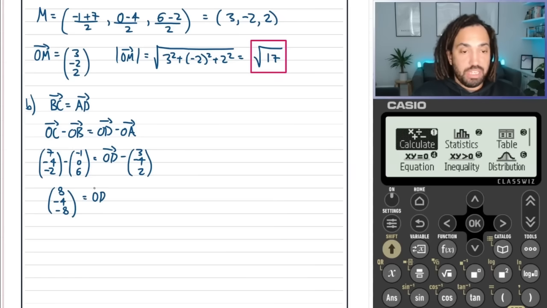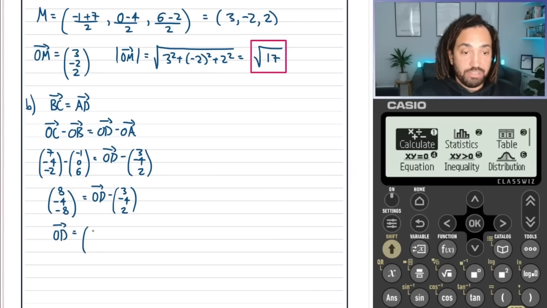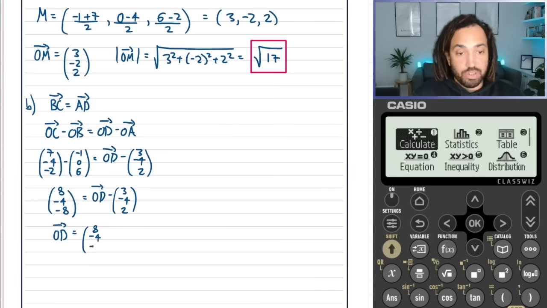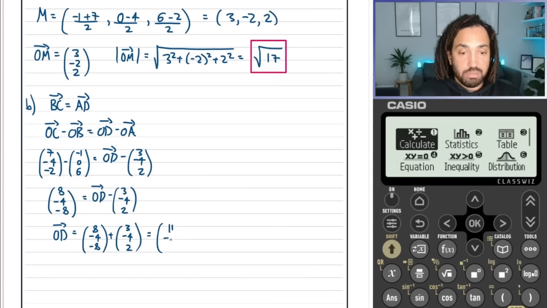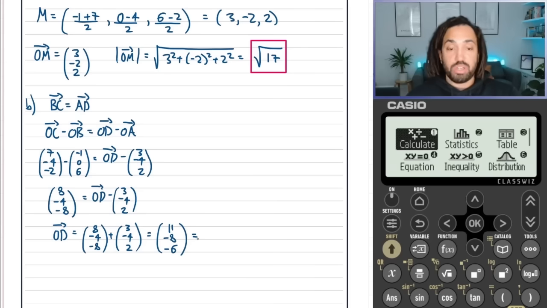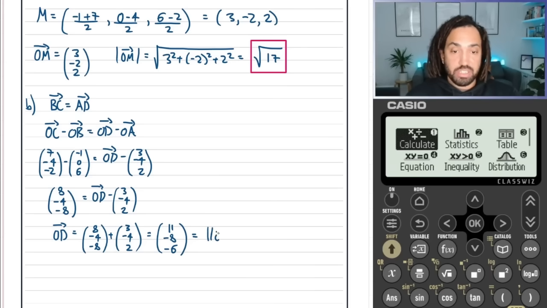And that's equal to OD minus this. So therefore, we can say that OD will be that left-hand side, but we need to add over that vector, so plus this vector, because it was subtracted from that side, so we need to add it over to the other side. And then we can do that, which is going to give us 11, -8 and -6. And then because the question is in i's and j's and k's, we're going to want to convert back to i's and j's and k's. So that's 11i minus 8j minus 6k. Perfect.